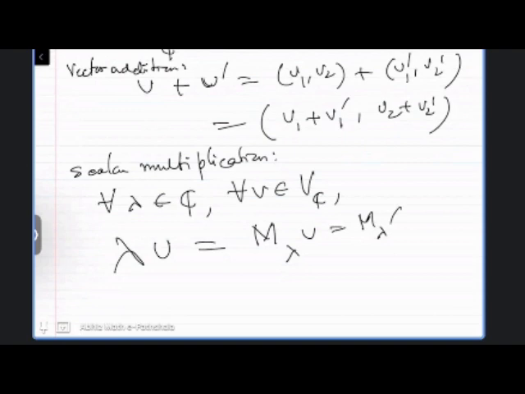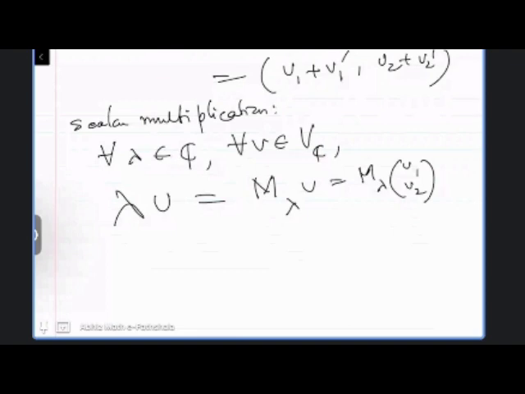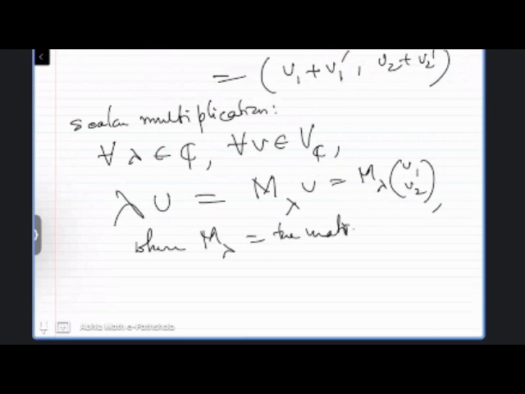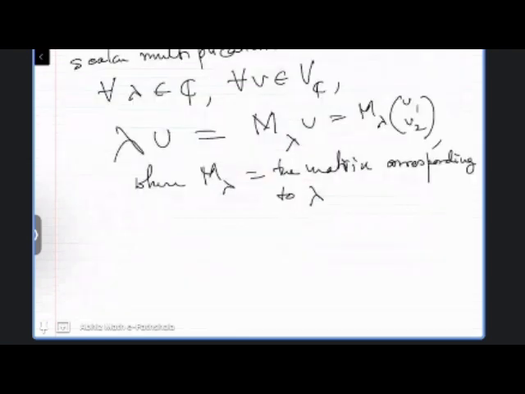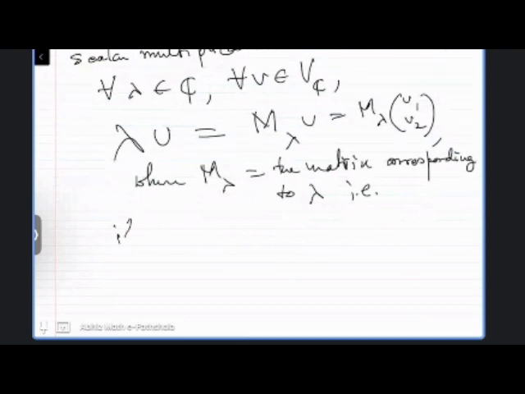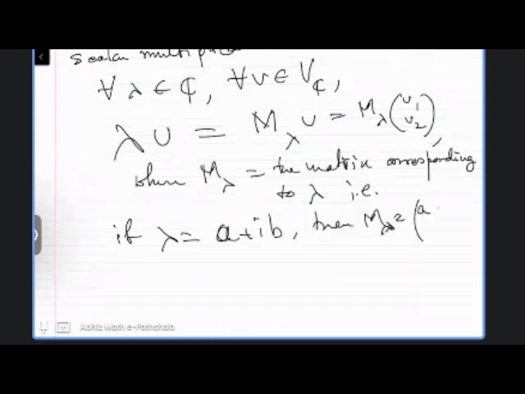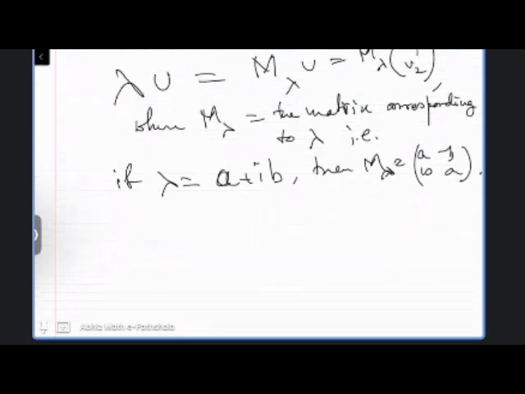That means m lambda V1. So what is m lambda? Where m lambda is a matrix corresponding to lambda. That is, if lambda is a plus ib, then m lambda must be the matrix a, minus b, b, a. Okay. Now it is okay.